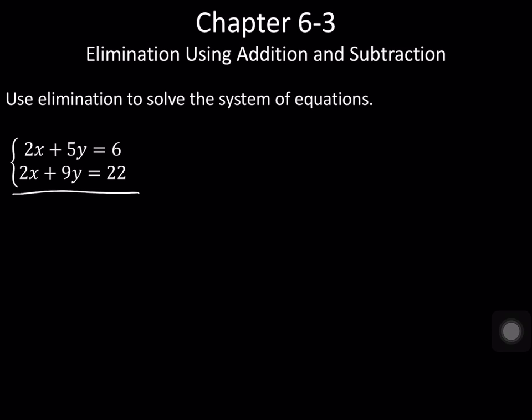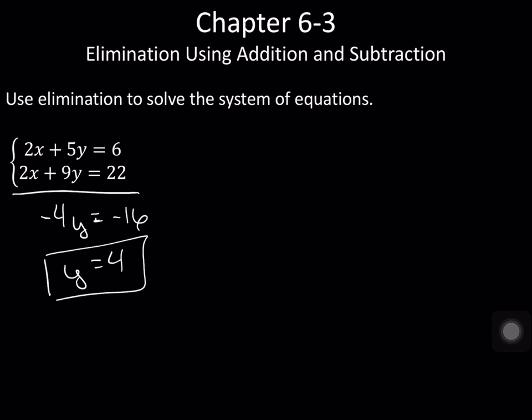And since we subtracted there, we have to subtract everywhere else. So 5 minus 9 is negative 4y. 6 minus 22 is negative 16. And so that means that y equals 4. And that's part of our solution.